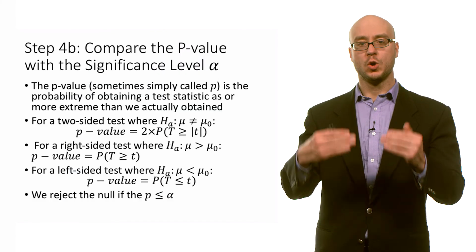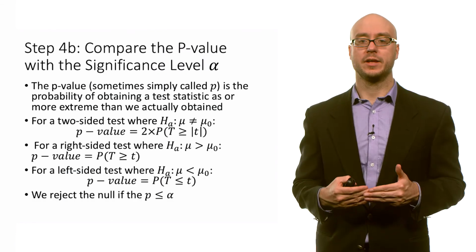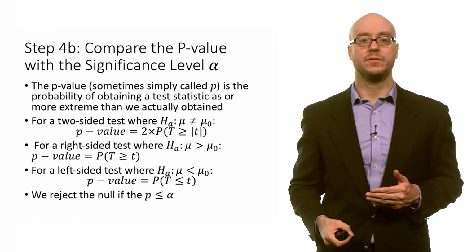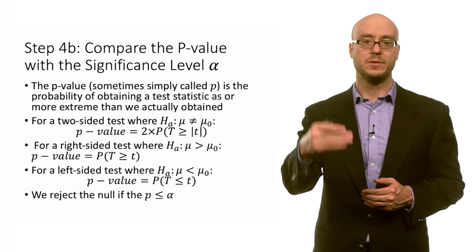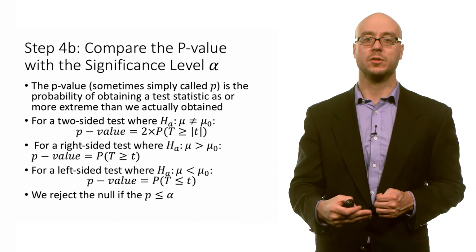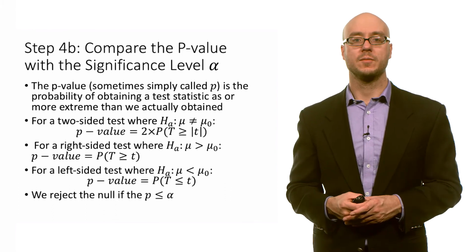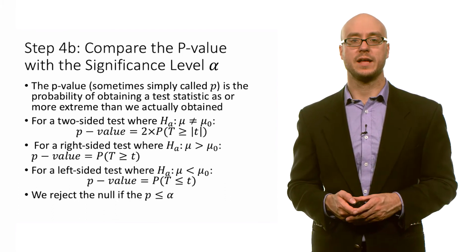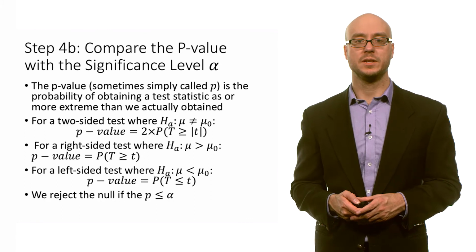And again, we compare the probability value, or the p-value, to our level of alpha. So if our p-value is less than or equal to whatever we set alpha to, then we reject the null, and we make a substantive conclusion based on that level of alpha and using that p-value.